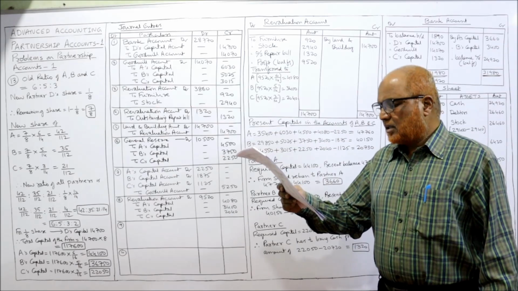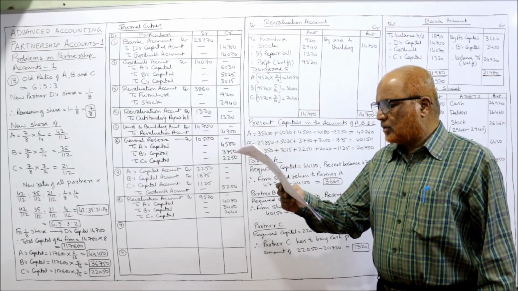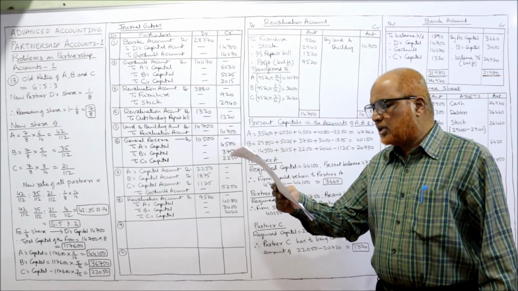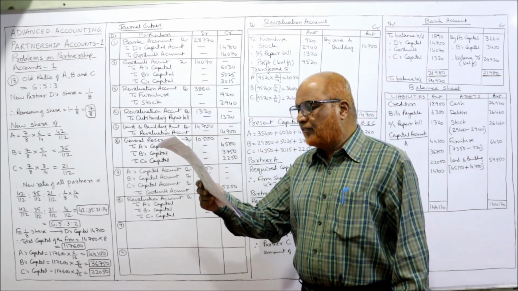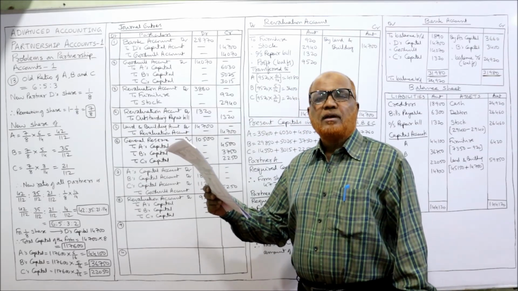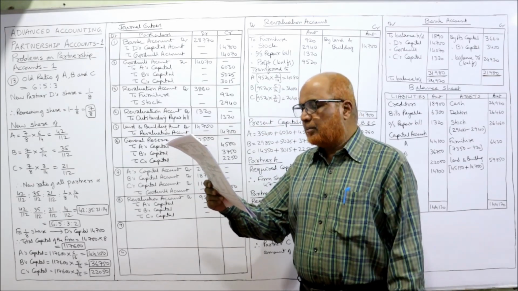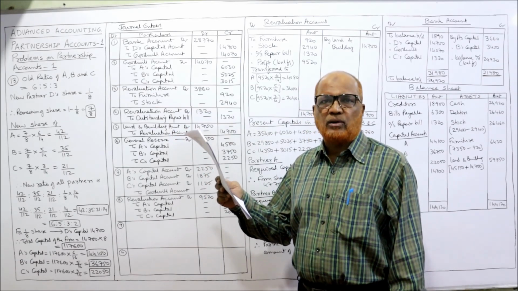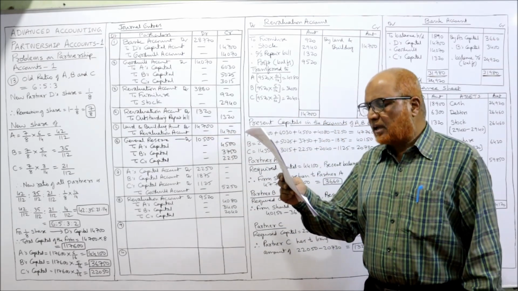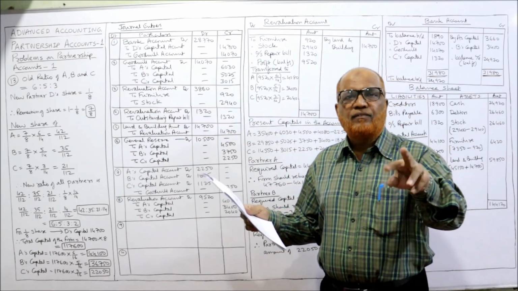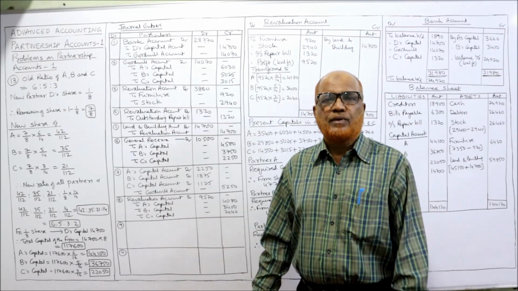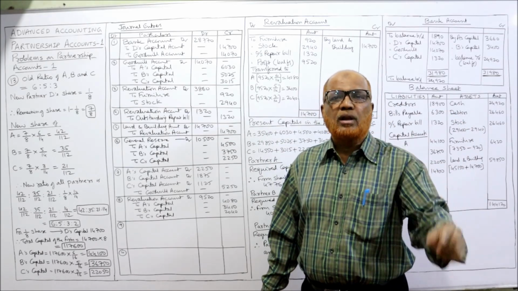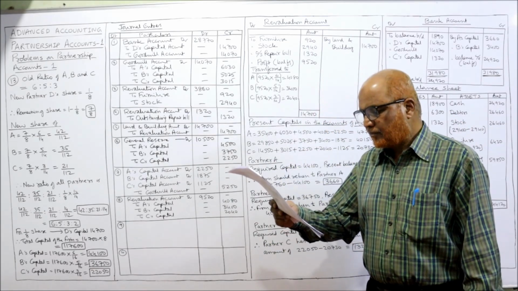Now, the value of land and building having appreciated to be brought up to 59,850. There is appreciation in the value of land and building. The old value was 45,150, that is the balance sheet value. And the new value is 59,850. The difference is the appreciation value. So the entry will be land and building account debit to revaluation account.